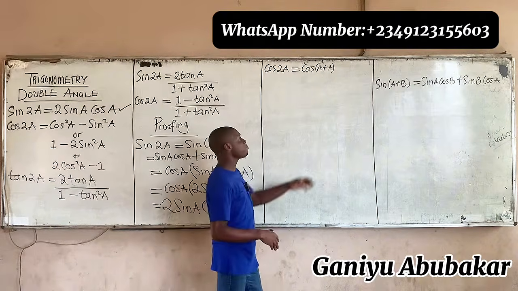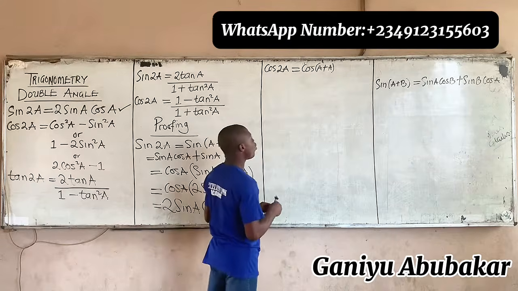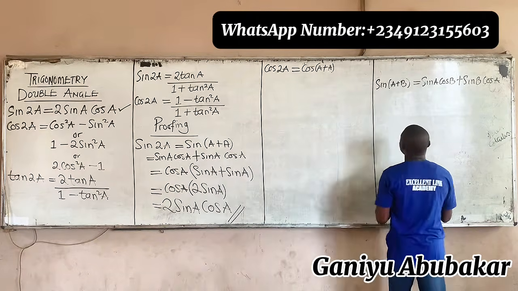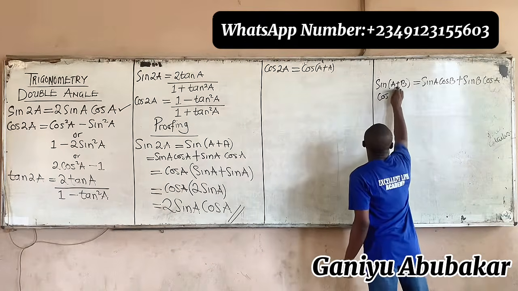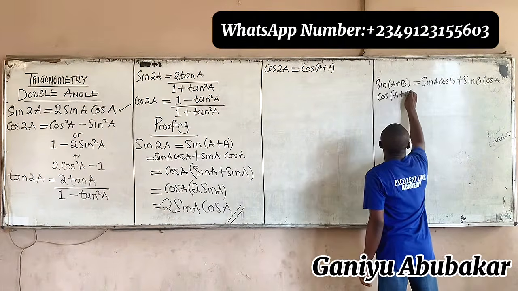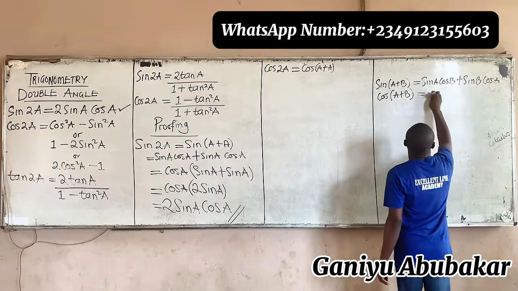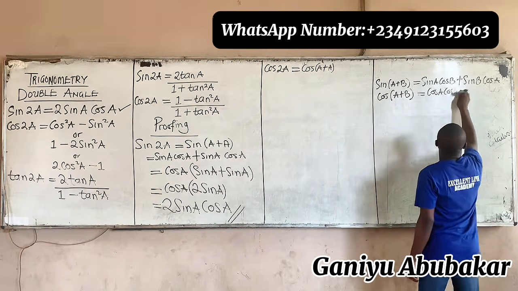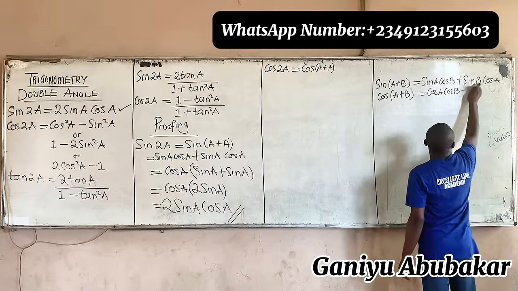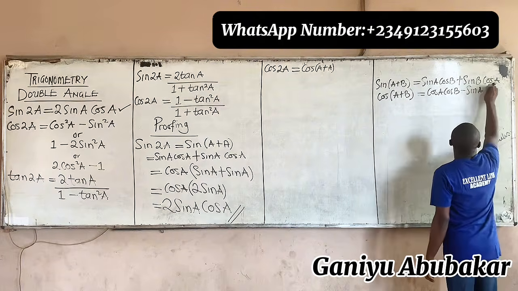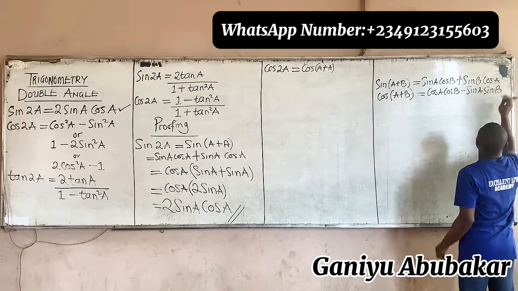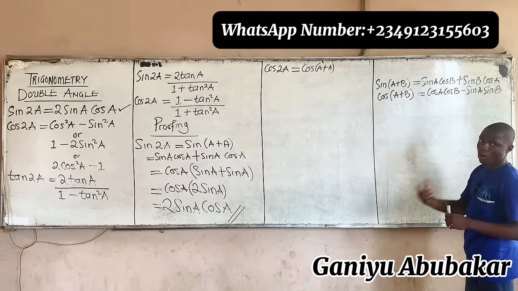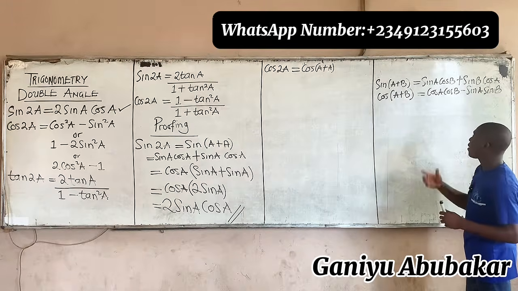All right, if this is true, go back to your compound angle concept again, right? That if I have cos A plus B, this will give cos A cos B minus sine A sine B. This was an idea of compound angle for this one here, compound angle concept. So apply the same thing here.